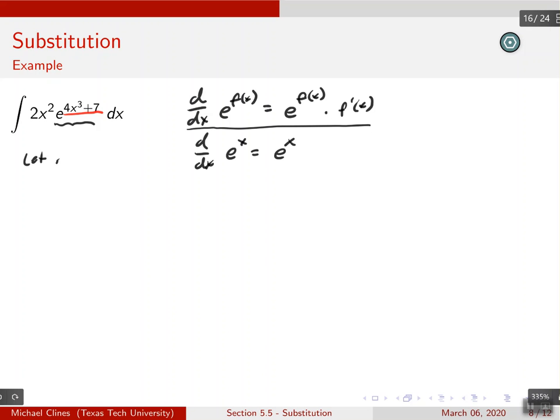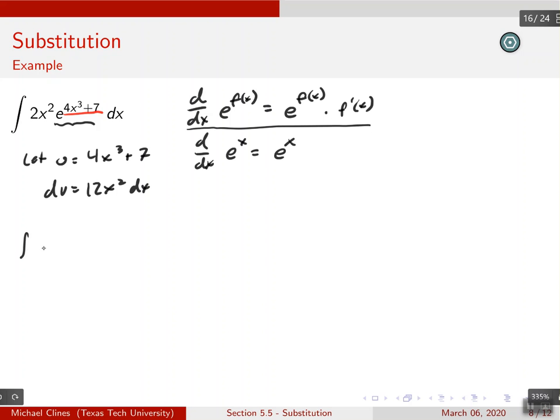Let u equal 4x cubed plus 7. Then we get du is 12x squared dx. All right, cool. So now we're cooking. All right. So we have u is equal to 4x cubed plus 7, and du is equal to 12x squared dx. So let's go ahead and start subbing out things that we can.